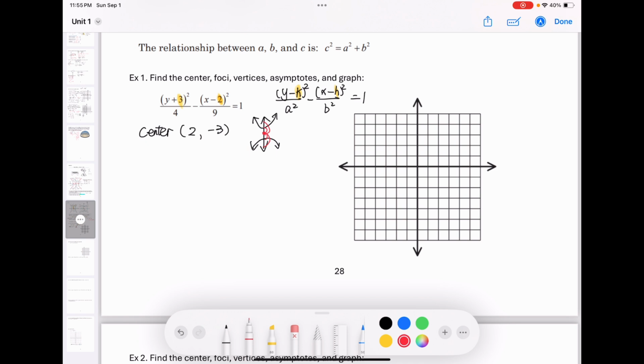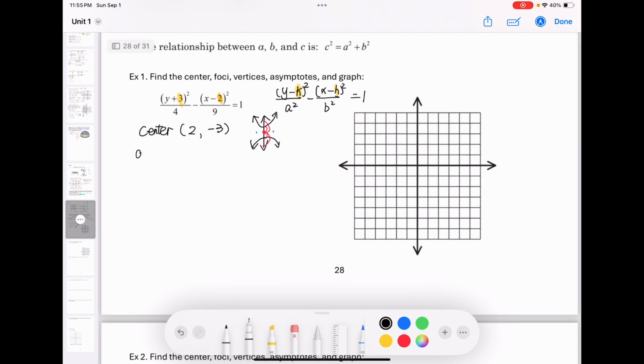And then to the left and to the right, I can find my co-vertices. That means I need to find my a, b, and c. The a is always under the positive perfect square. Now we have y plus 3 squared is positive, so under it is my a squared. So a squared is equal to 4, and b squared is equal to 9. Then we can solve for a: a is 2, b is 3.